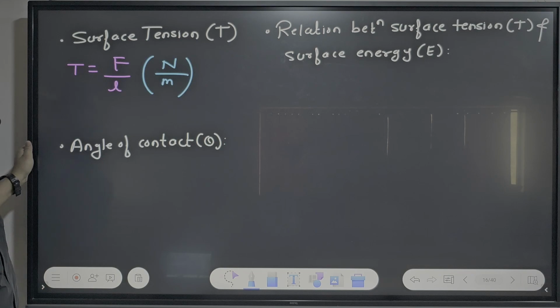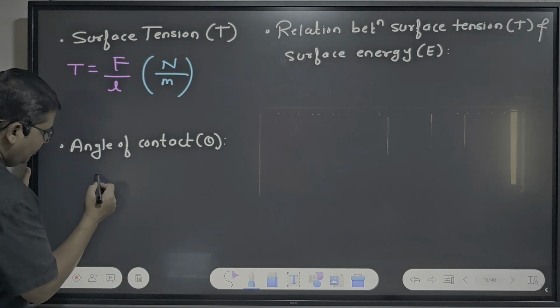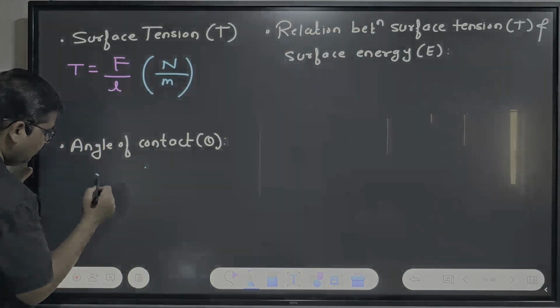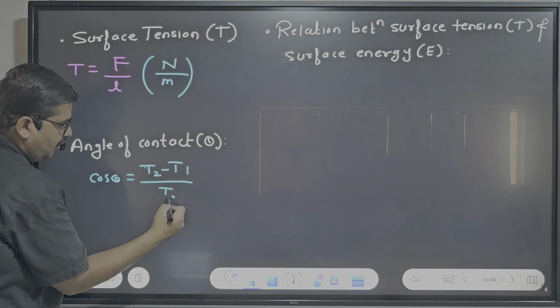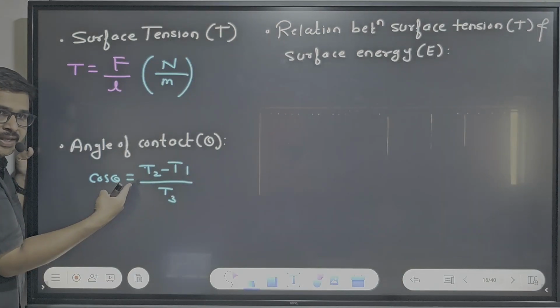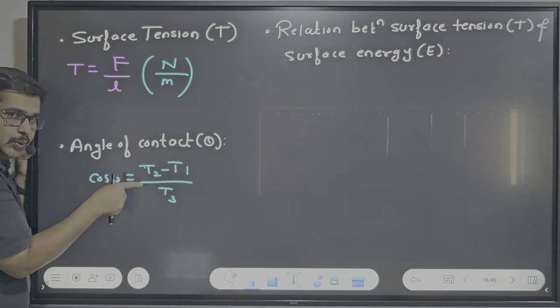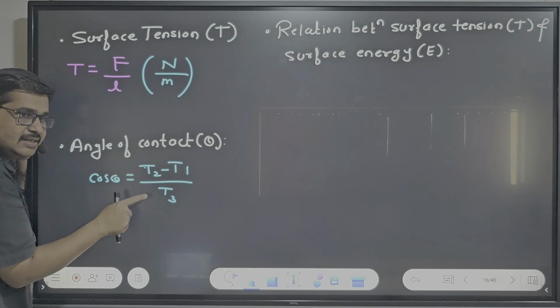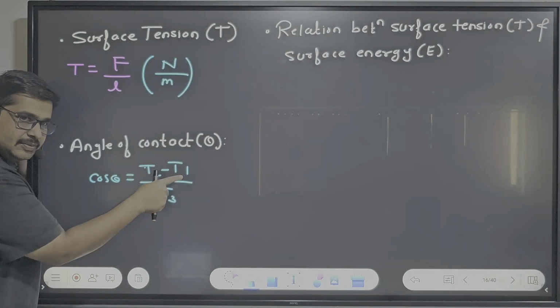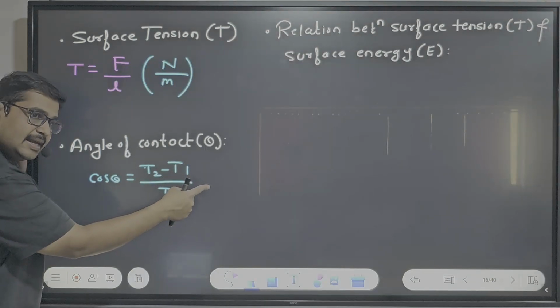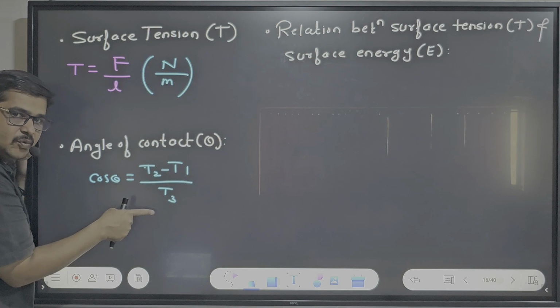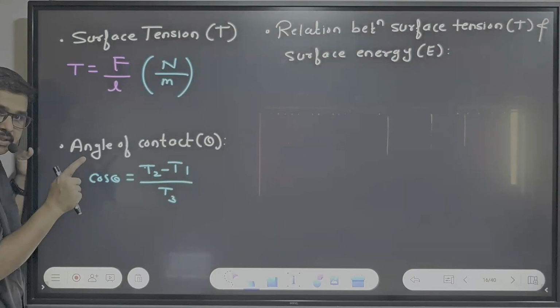Okay, the next, angle of contact. What is the formula? Angle of contact, cos theta is equal to T2 minus T1 upon T3. What is the T2? It is the surface tension due to solid liquid surface in contact. T1 is the surface tension due to solid and air in contact. T3 is the surface tension due to liquid air in contact.